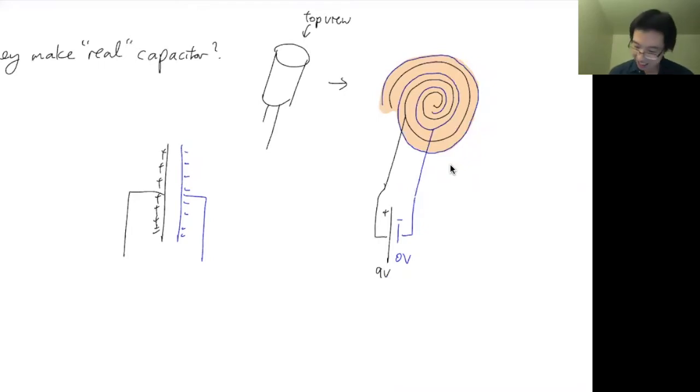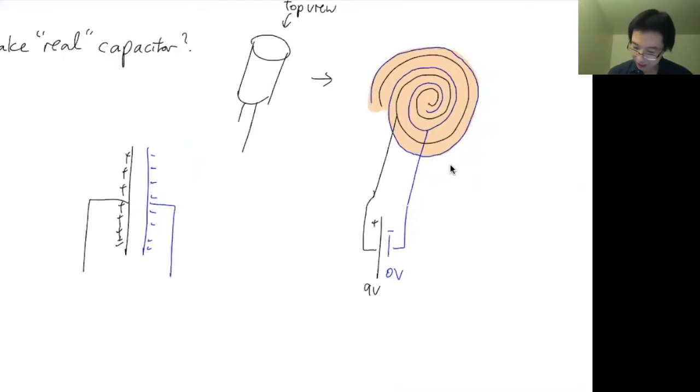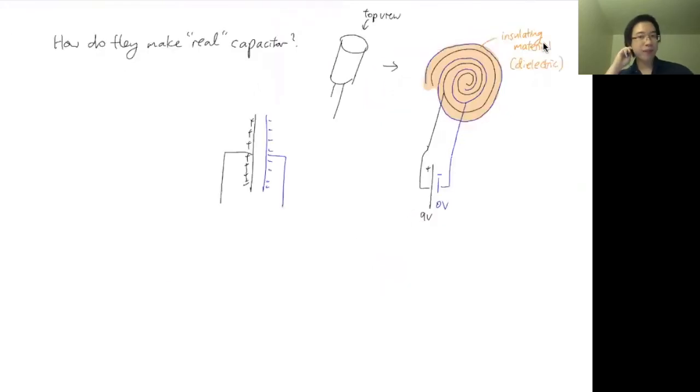So this is some insulating material, and engineers invented a name for it. It's called dielectric. Don't ask me why, but it's just a fancy word for insulator. As far as we are concerned, it's just a different word for insulator. Don't have to worry too much about that.